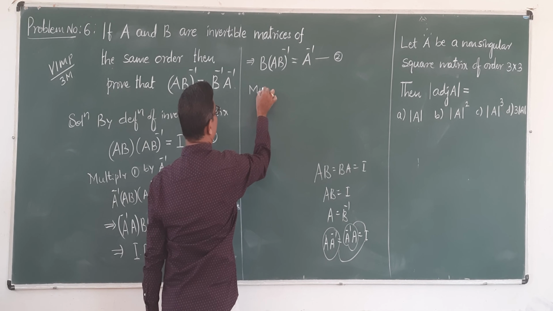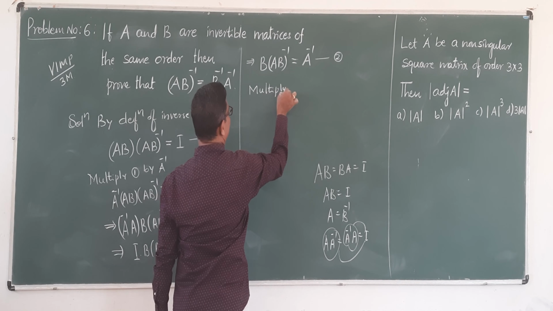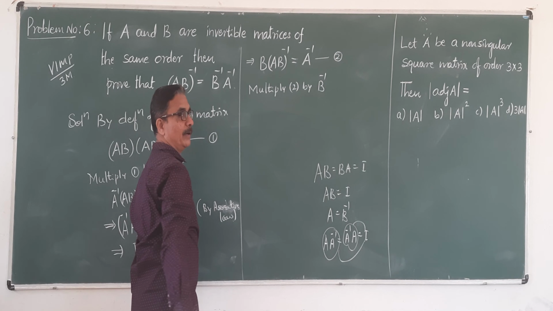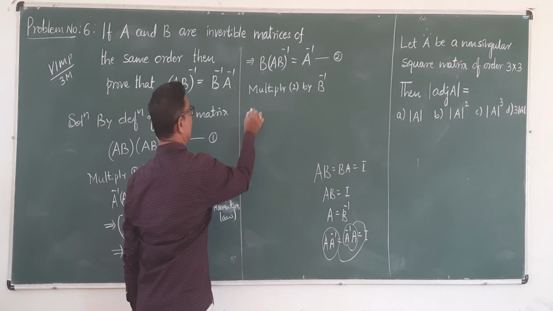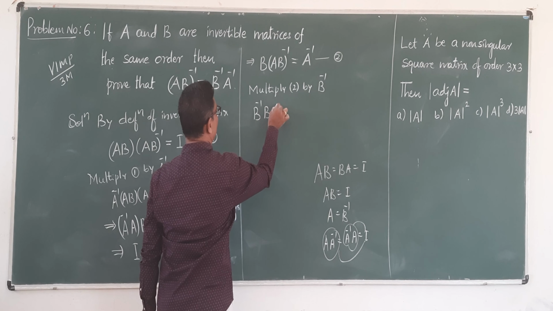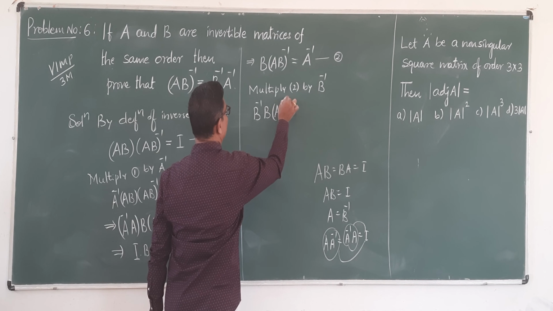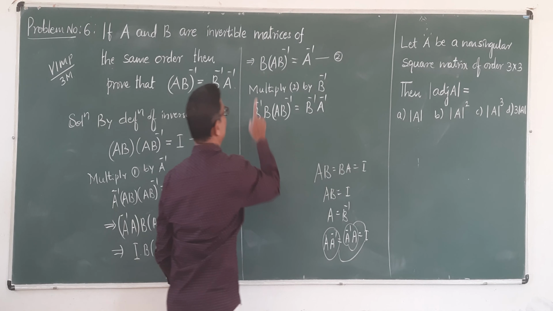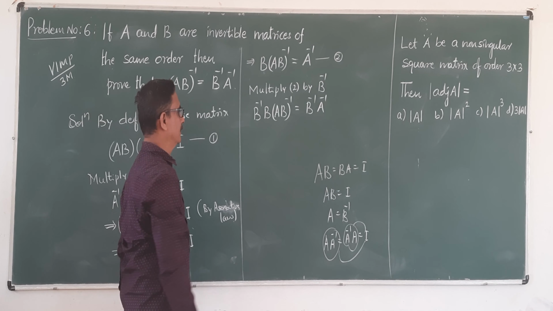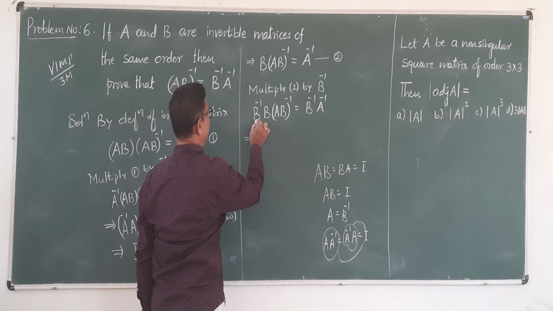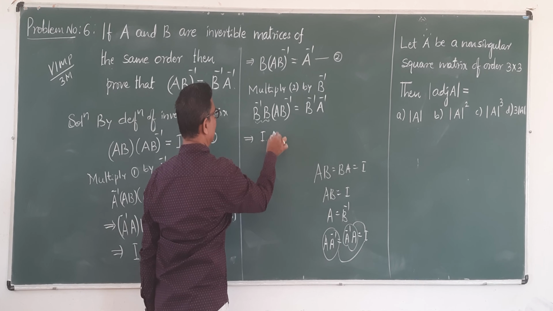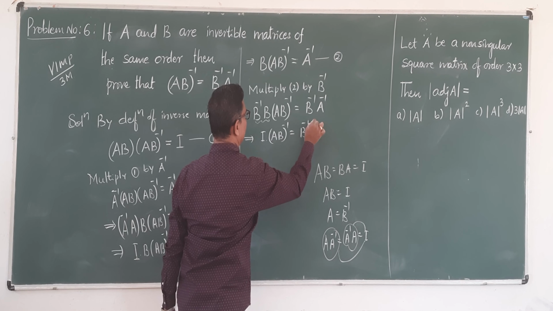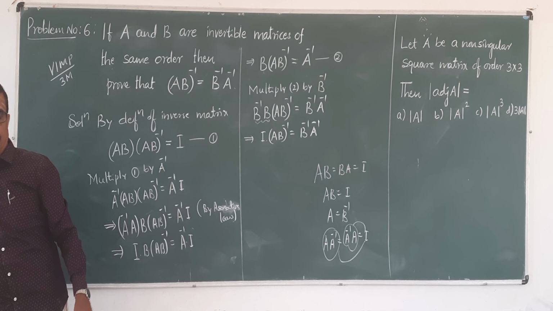Again multiply, eliminate B, so that multiply equation 2 by B inverse. To eliminate B, we take its inverse. See what happened? B inverse into B of AB inverse is equal to B inverse into A inverse. Operate on left side by B inverse. This implies, but B inverse into B, what happens? I into AB inverse is equal to B inverse into A inverse. Correct? Okay.